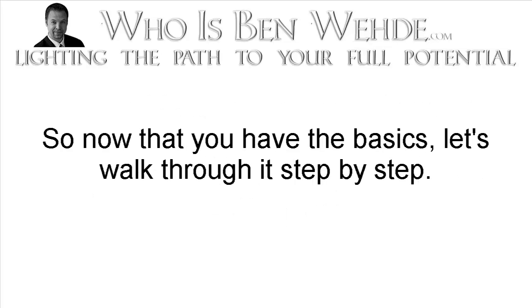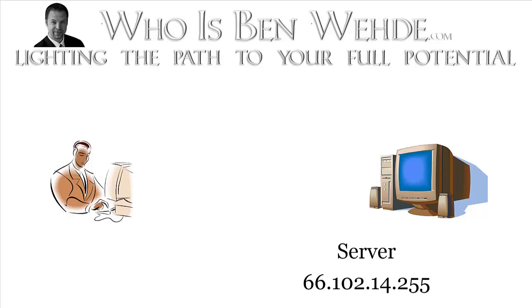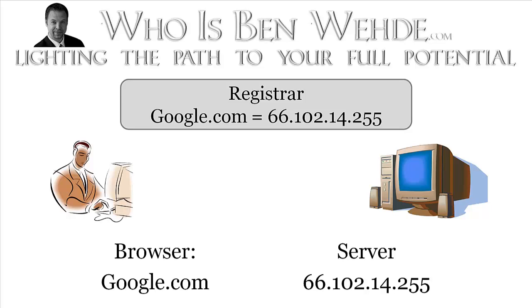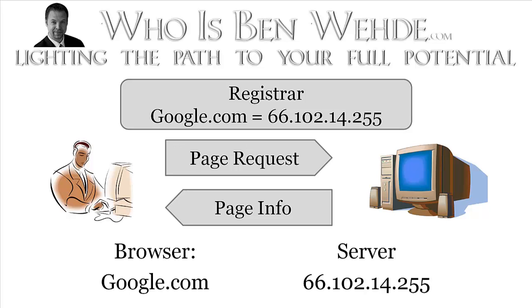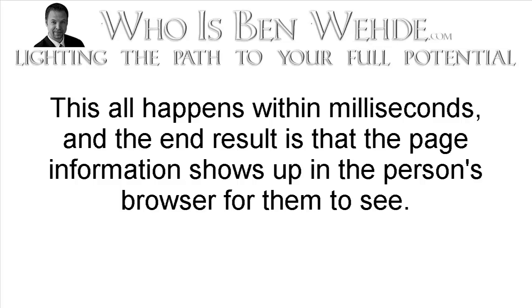So now that you have the basics, let's walk through it step by step. Here you have a person on their computer using their browser to look at websites. Let's say they're wanting to go to google.com. So they type google.com into their browser. The registrar where google.com is registered sends the request to the correct IP address for the servers where Google is stored. The server sends the information back to the browser on the person's computer. This all happens within milliseconds, and the end result is that the page information shows up in the person's browser for them to see.